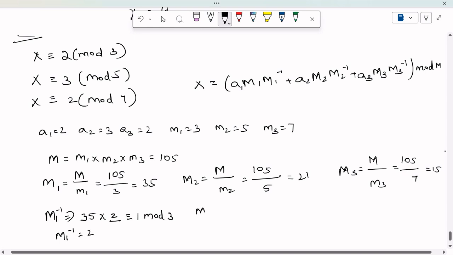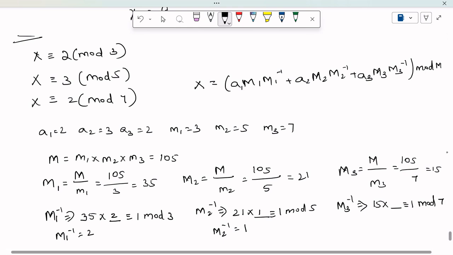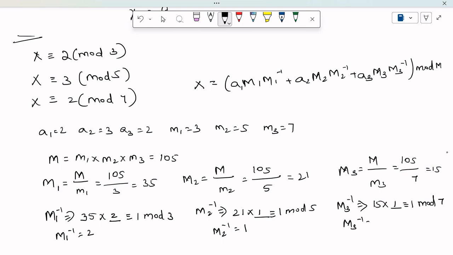Similarly, here M2 inverse is 21 multiplied by something should be congruent to 1 mod 5. So what is that something? So it is 1. So M2 inverse is 1. What about M3 inverse? 15 multiplied by something should be congruent to 1 mod small m3, which is 7. So what is that? Again 1. So M3 inverse is 1.